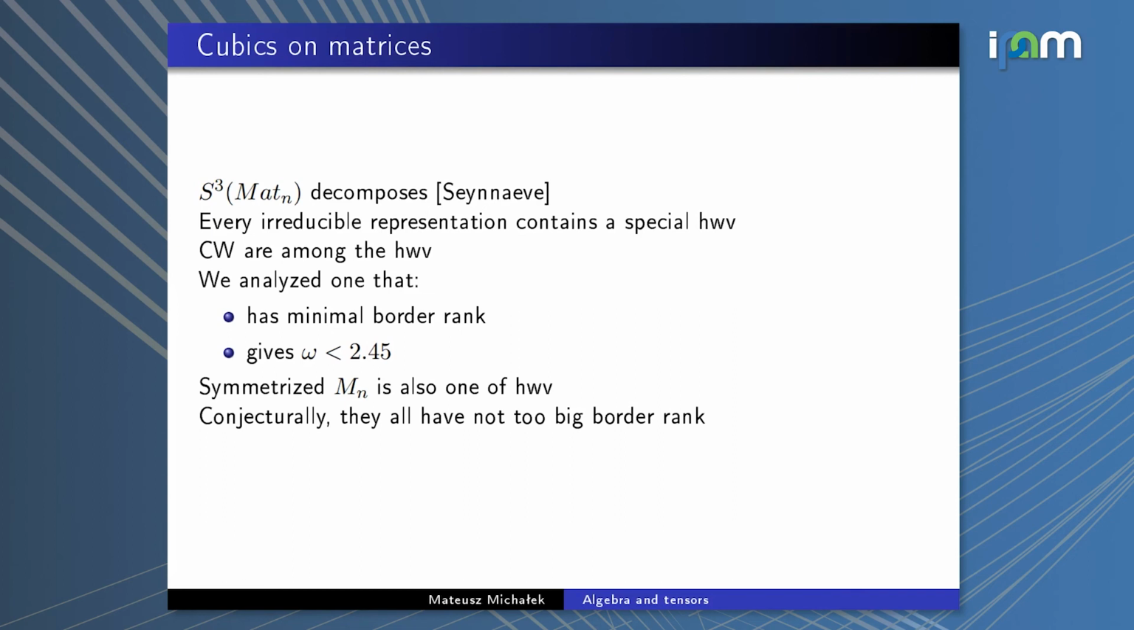I would also like to mention that the symmetrized matrix multiplication is also one of the highest weight vectors. This symmetrized version of matrix multiplication also appeared in many other works. And if you can estimate the rank or border rank of that, you would also win and get the optimal bound on omega. And we conjecture that basically all of those highest weight vectors have not too big border rank. Okay, so this is one family.